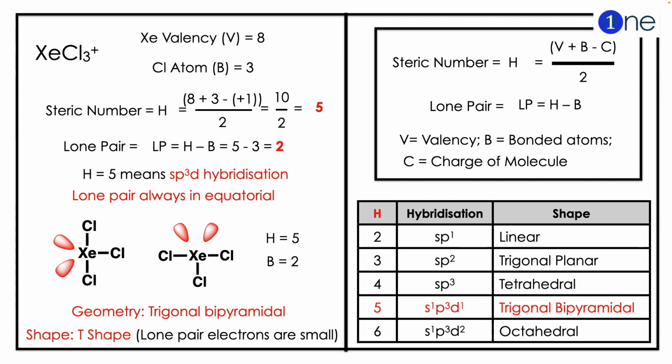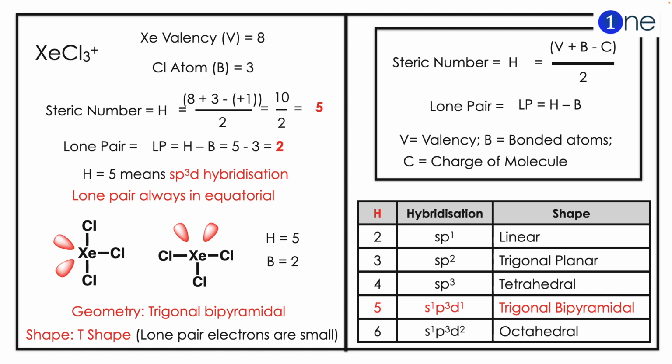For the steric number, you have to substitute xenon valency, which is 8, fluorine atoms, which is 3, and the cation charge is +1, so you have -1. Finally, you have 10 by 2, which is 5. Then the lone pair, if you count it, H minus B gives 2. So H5 means sp3d hybridization with 2 lone pairs.